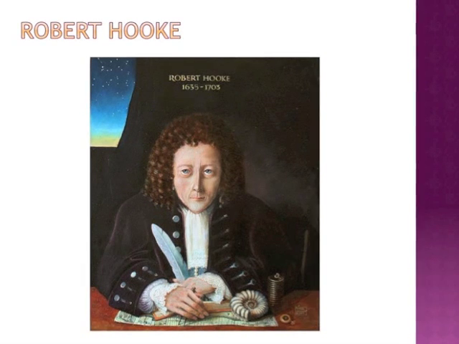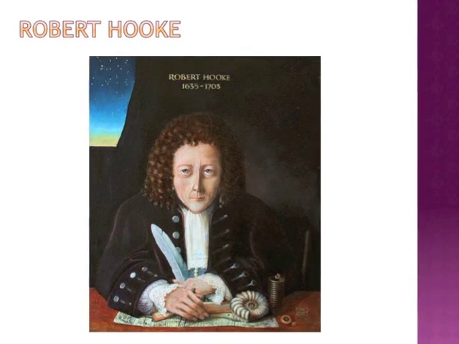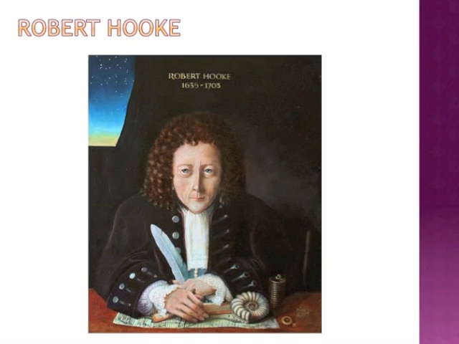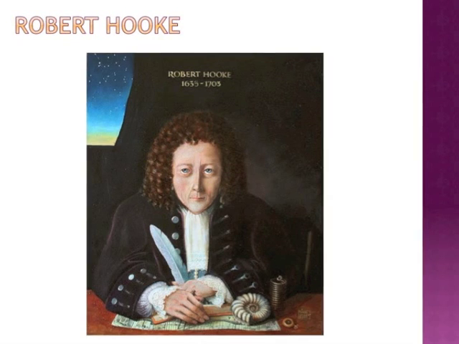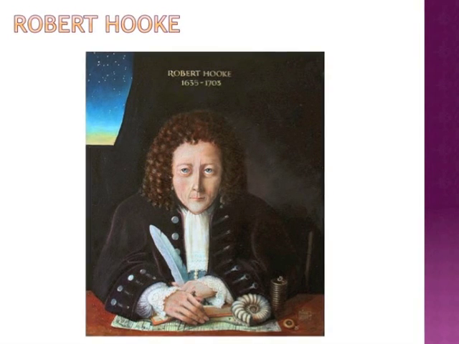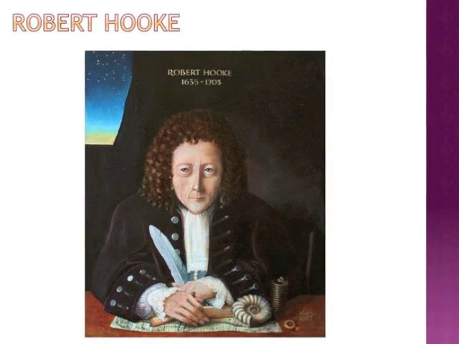Robert Hooke was an English scientist who studied in many different branches of science. He enjoyed using telescopes to look at distant objects in the heavens, and he also was one of the first to begin using microscopes to look more closely at objects on Earth.